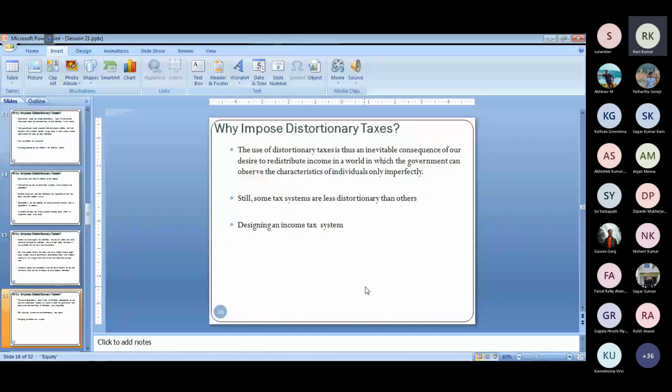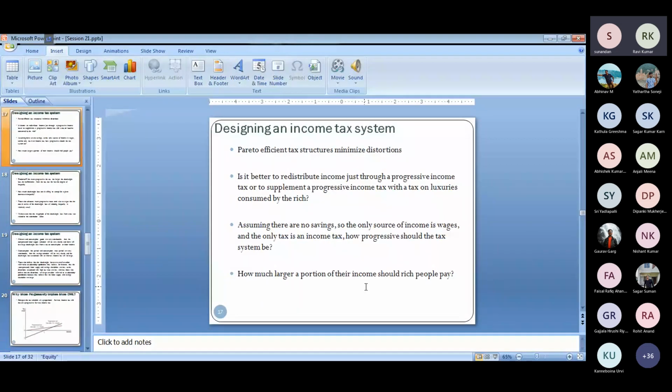But the question now, suppose we know that we have to go with some distortionary taxation, but still there are taxes which are less distortionary than others. So the Pareto efficient tax structure, one should not confuse between Pareto efficiency and the Pareto efficient tax structure. Pareto efficient tax structure will recognize that there are distortions, but it tries to minimize these distortions. Okay. So the trade-off.